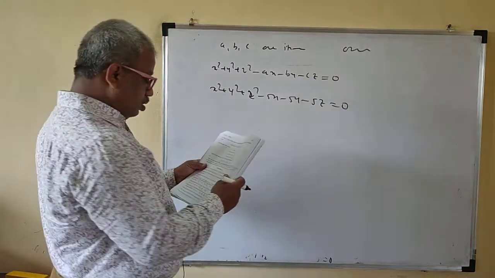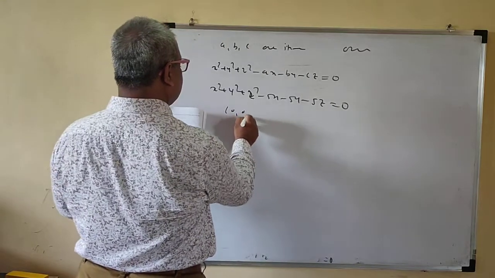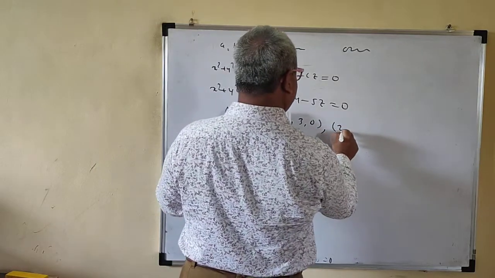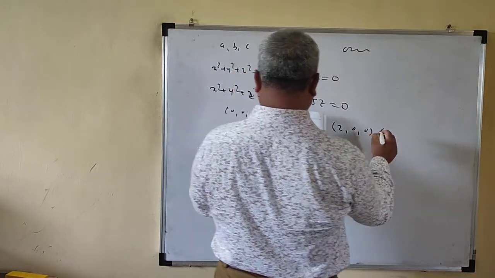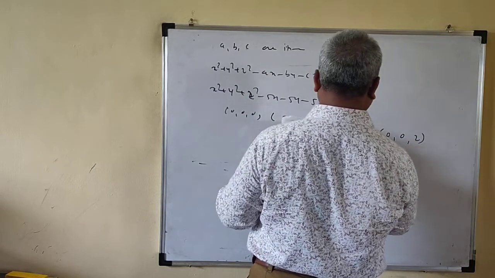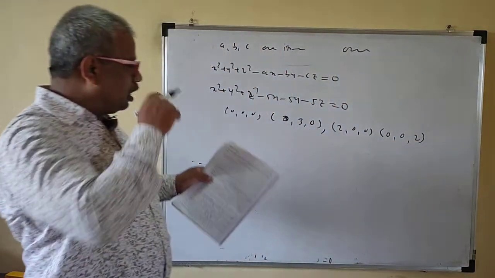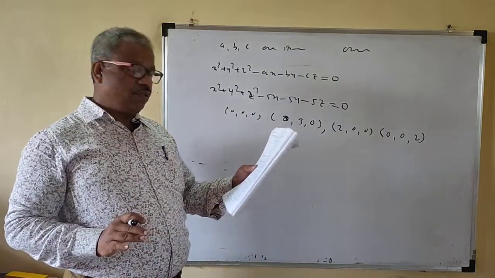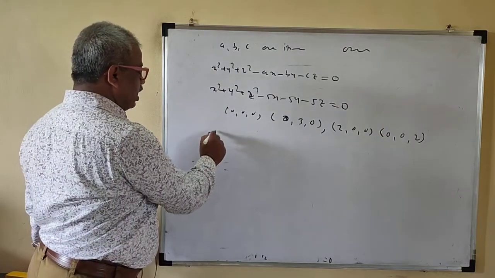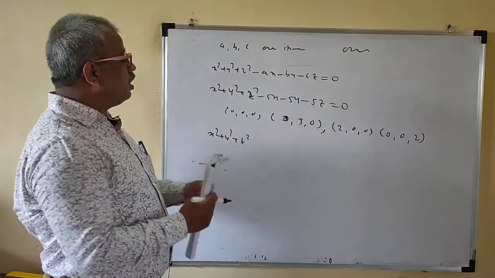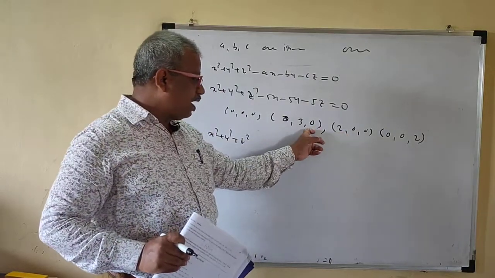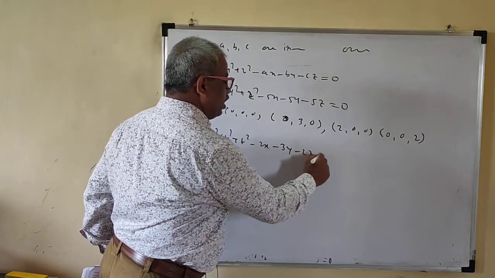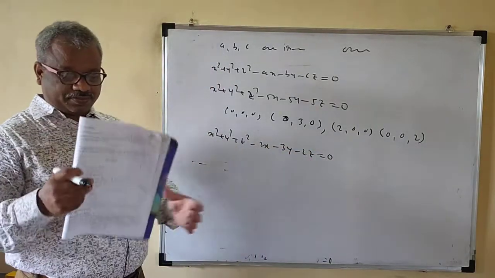Suppose these are the vertices of a tetrahedron: 0 3 2 0 0 and 0 0 2. I want the sphere circumscribing the tetrahedron. See, this is the origin, and these are the x intercept, y intercept and z intercept. So I can write the equation as x square plus y square plus z square minus twice x minus 3y minus twice z is equal to 0. This is the equation of the sphere.